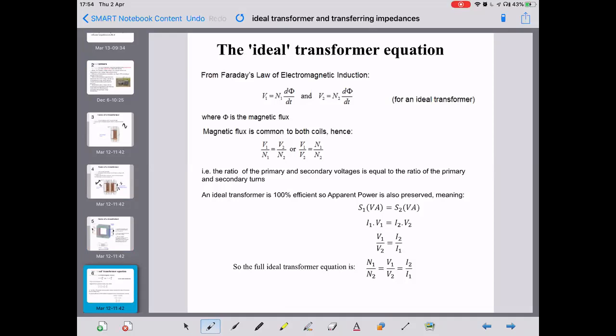For an ideal transformer, they're equal. The fluxes are equal on both sides. So the magnetic flux is common to both coils, hence we can say that V1 over N1 is equal to V2 over N2. And then that can be rearranged to say that the ratio of voltages, V1 over V2, is equal to the ratio of the turns, N1 over N2. So the ratio of the primary and secondary voltages is equal to the ratio of the primary and secondary turns.